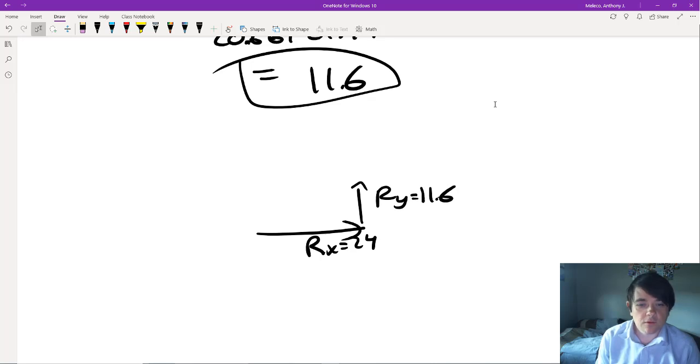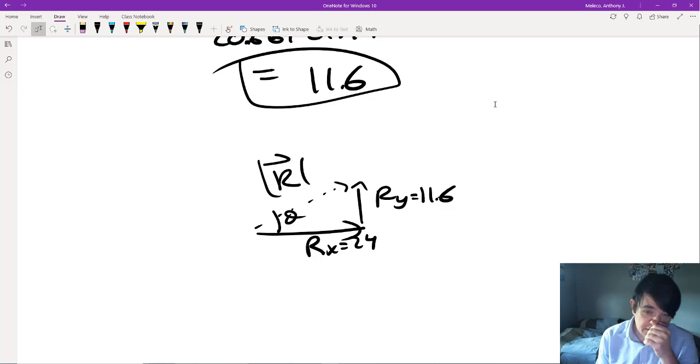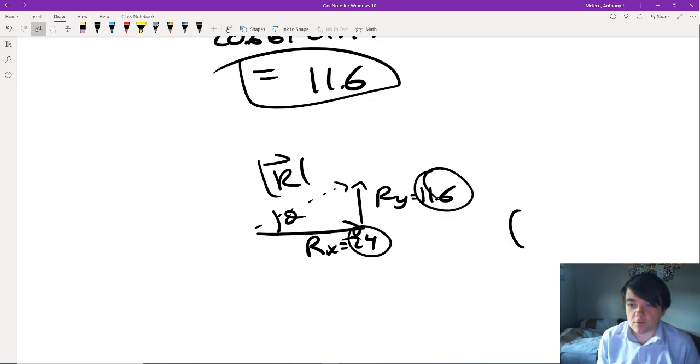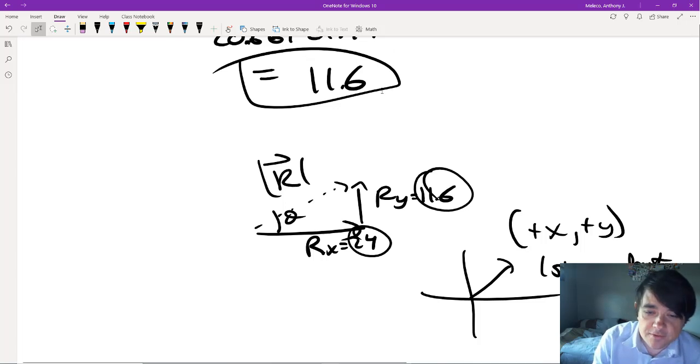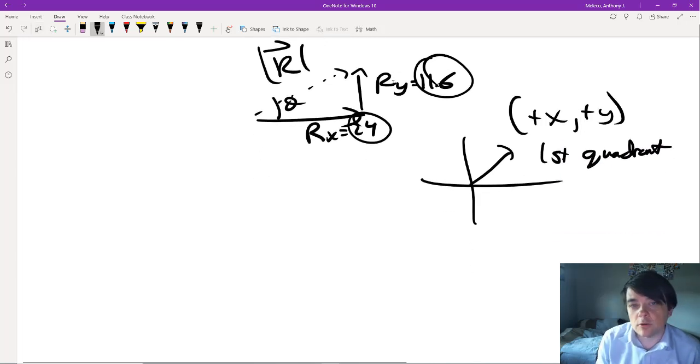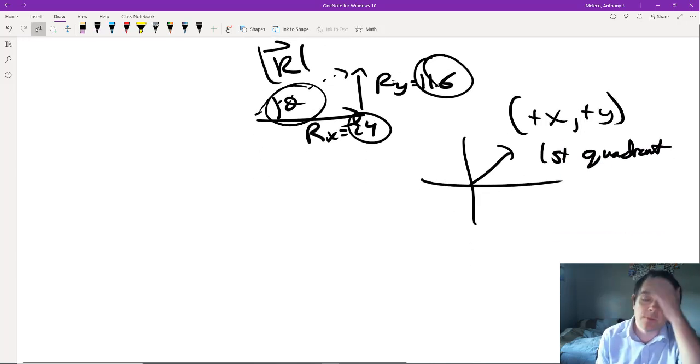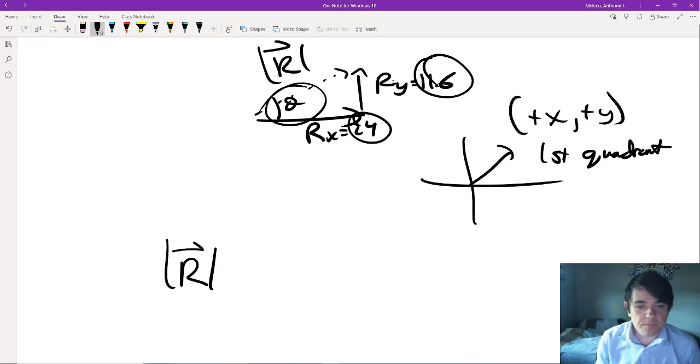Which means, tip to tail method, this is going to be our final vector right here. And because we have two positive x and y, if you were using Cartesian right here, you'd be plus x plus y. This would put us in the first quadrant. So our angle that we ultimately get for this should be between 0 and 90. Anyway, let's get the value.